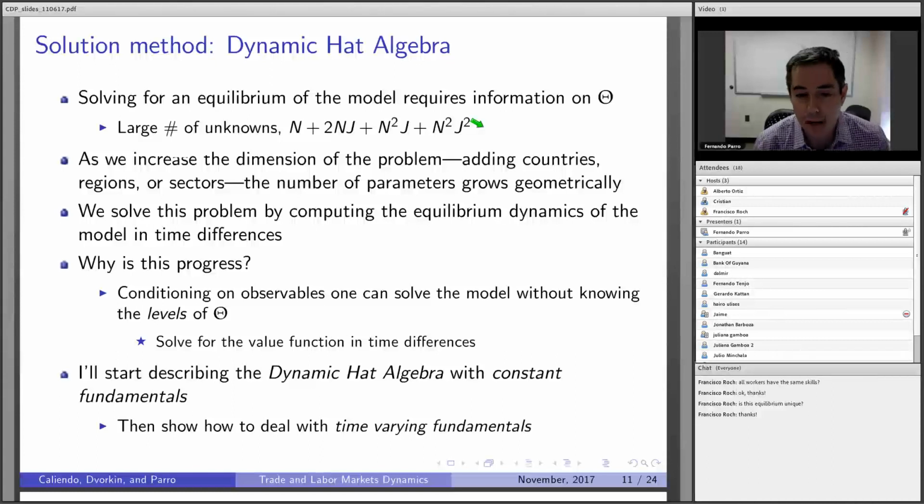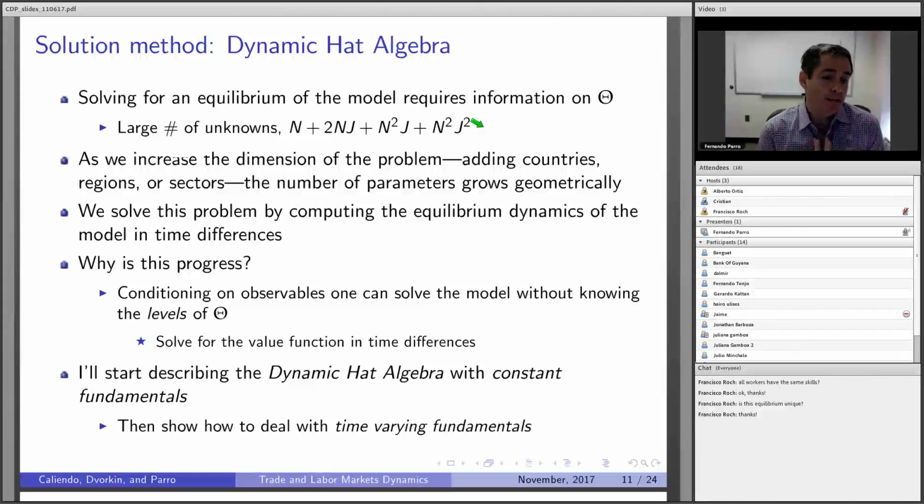Just to put an example in the context of our application, where we're going to have 38 countries, 50 US states, and 22 industries, this number is going to be millions. And of course, as you increase the dimension of the problem by adding countries, regions, or sectors, the number of parameters is going to grow geometrically.